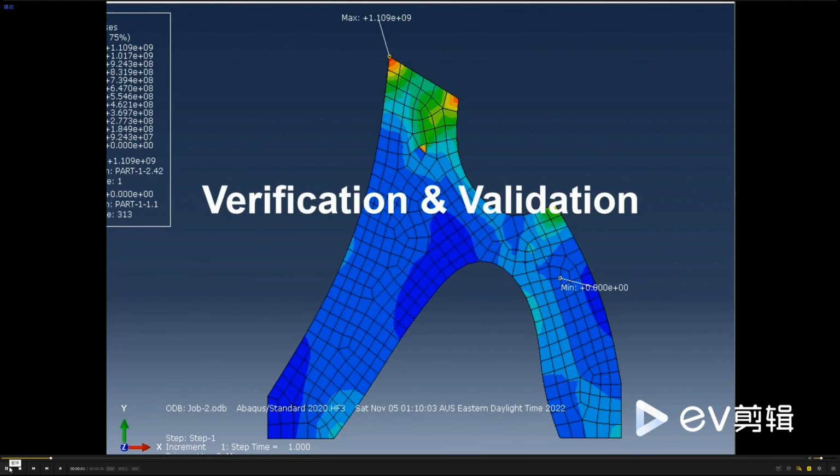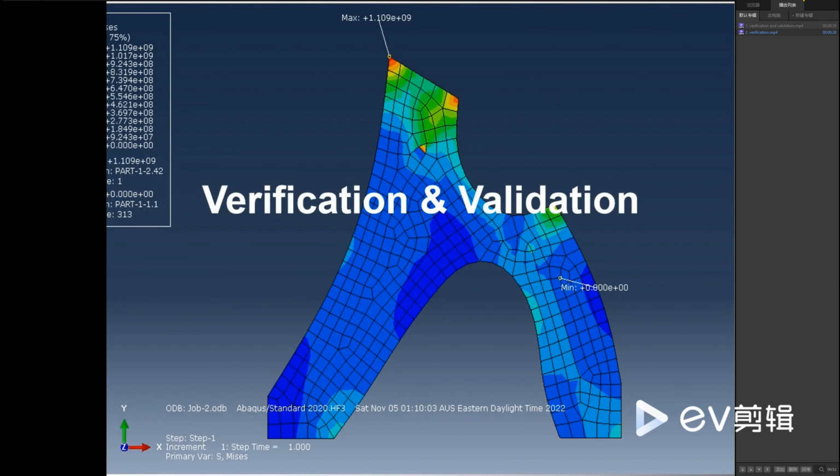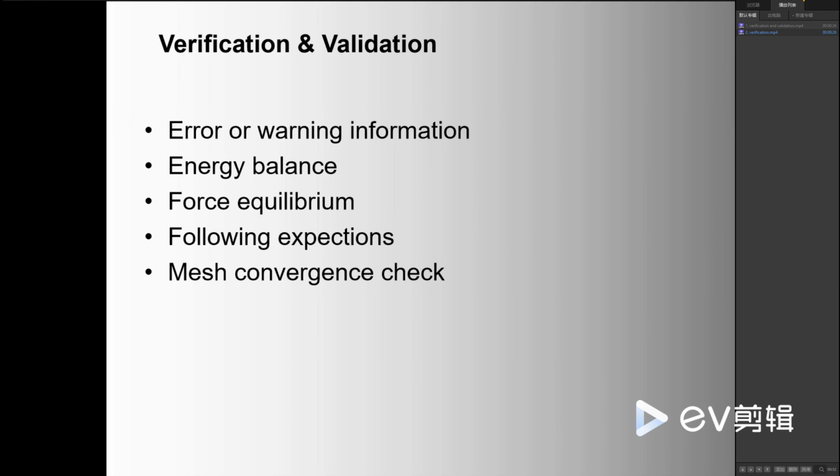This part is for verification and validation of our structure, and it will be conducted in the following steps. First is the error or warning information and rebalance check, followed by equivalent inspection and mesh convergence check. And from a report, there are detailed information for those steps and for the verification and validation of our structure.